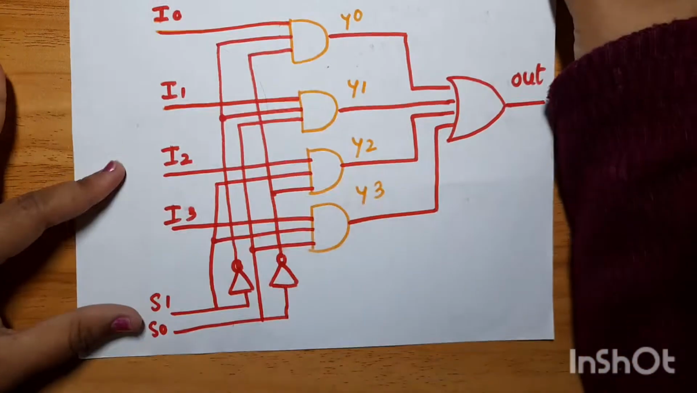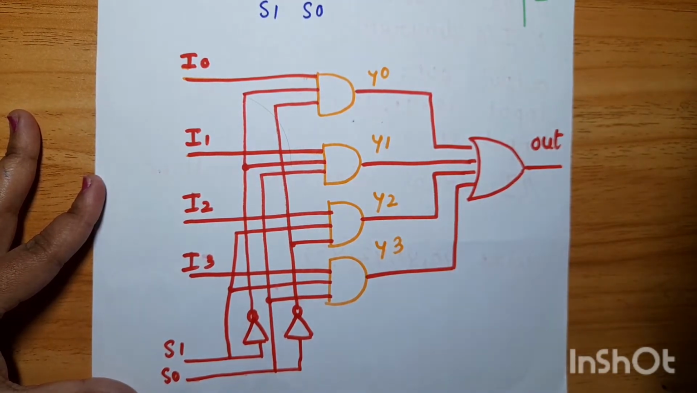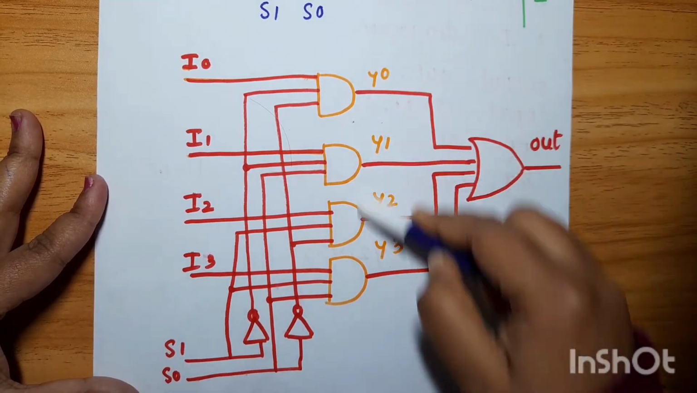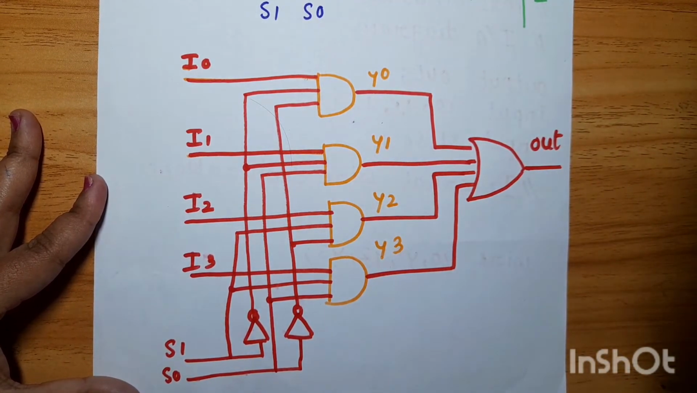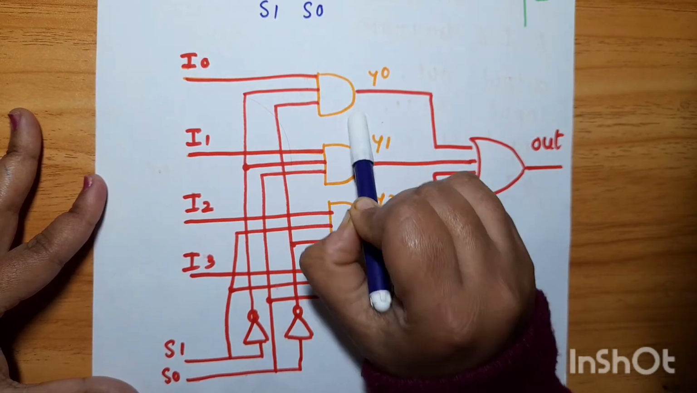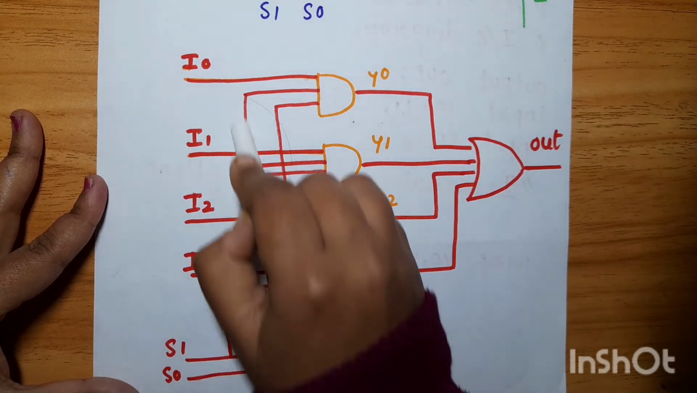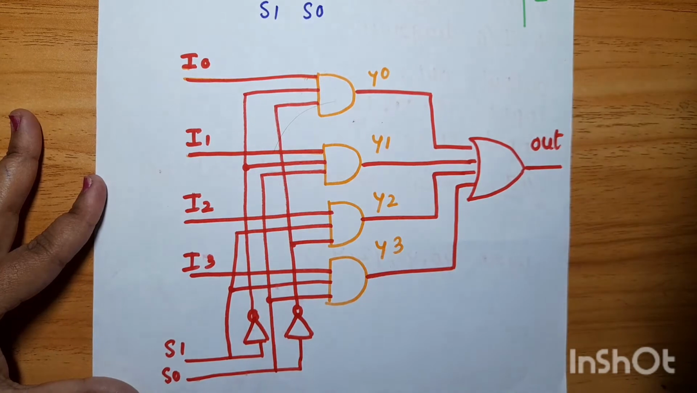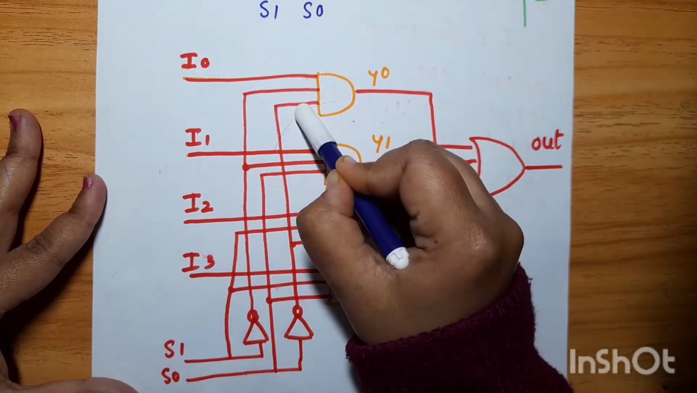At the gate level, the circuit would look like this. These are the four instances of the AND gates. Y0, Y1, Y2 and Y3 are the four internal outputs coming out of the four AND gates. The inputs to Y0 are I0, S1 bar and S0 bar. So that is 0, 0. S1 and S0 is 0, 0 here.